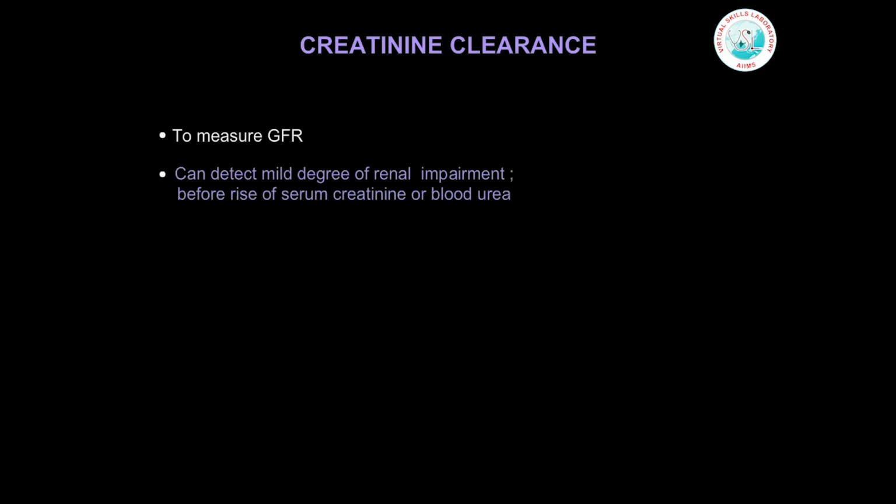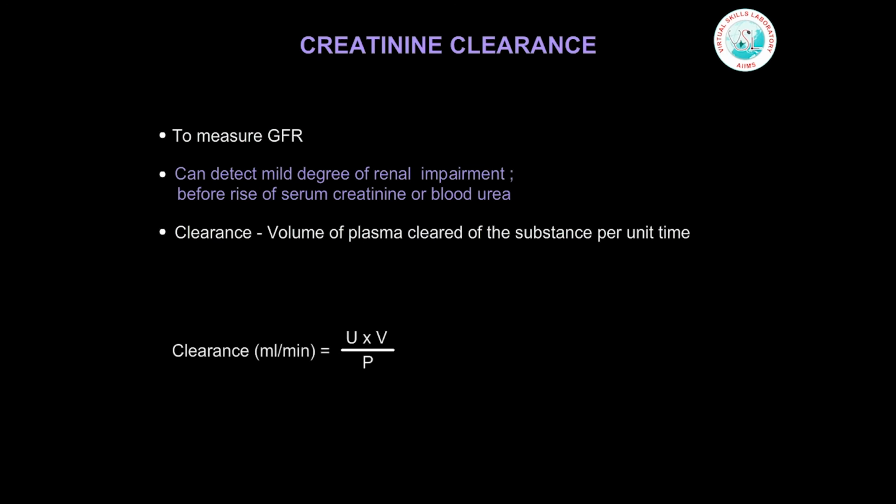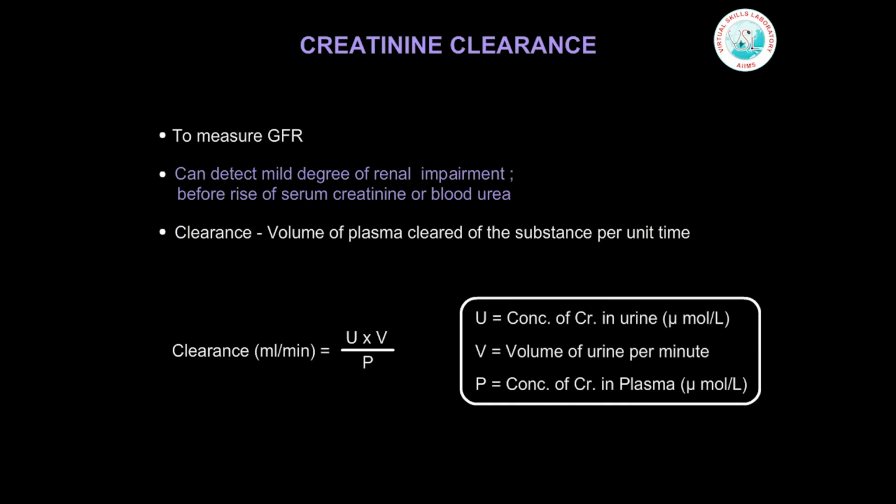Creatinine clearance can be used as a measure of the GFR. A mild degree of renal impairment can be detected by this test before the rise of creatinine or urea. Clearance is defined as the volume of plasma cleared of the substance per unit time. It can be calculated by the equation U into V by P, where U is the concentration of creatinine in urine, V is the volume of urine flowing per minute, and P is the concentration of creatinine in plasma.